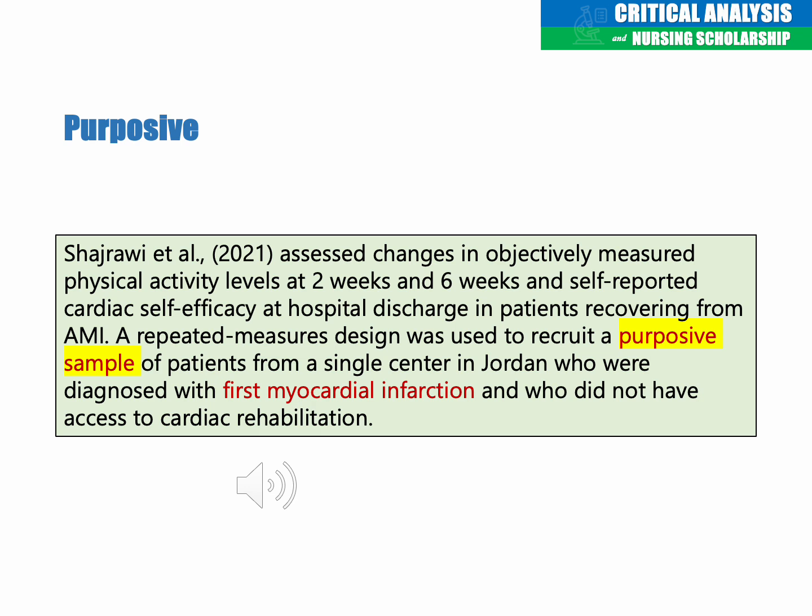You might probably ask, why purposive sampling and what specific criteria has been used by the researcher? First, the patient should be diagnosed with first myocardial infarction. The second one, these patients should not have access to cardiac rehabilitation. These are specific criteria and hence purposive sampling was used.